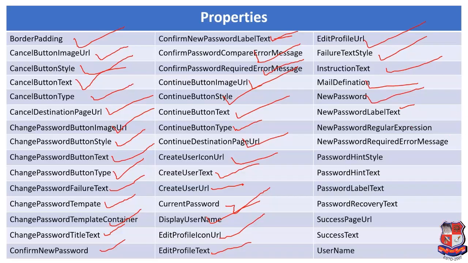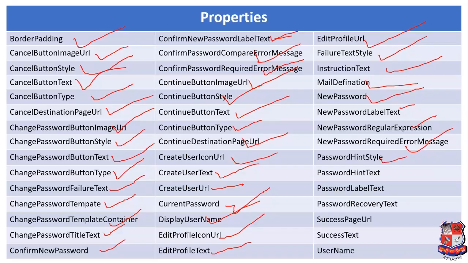Next is new password regular expression. It is used to retrieve or specify the regular expression that is used to validate the password provided by the user. Next is new password required error message. It is used to retrieve or specify the error message that is displayed when the user leaves the new password text box empty.